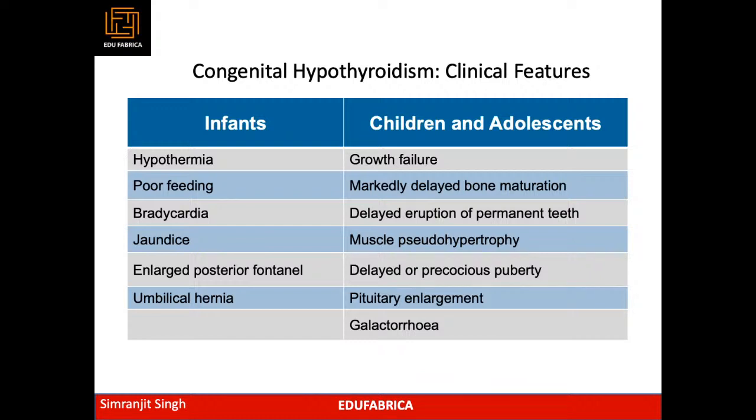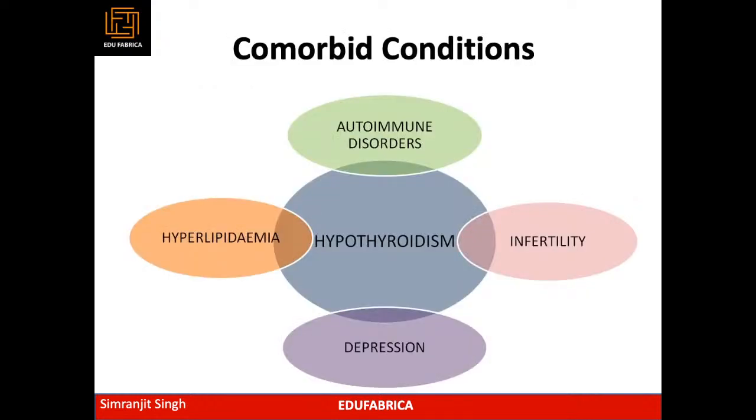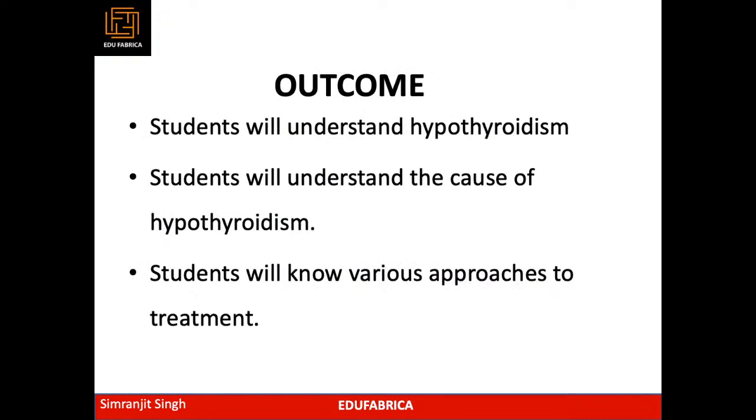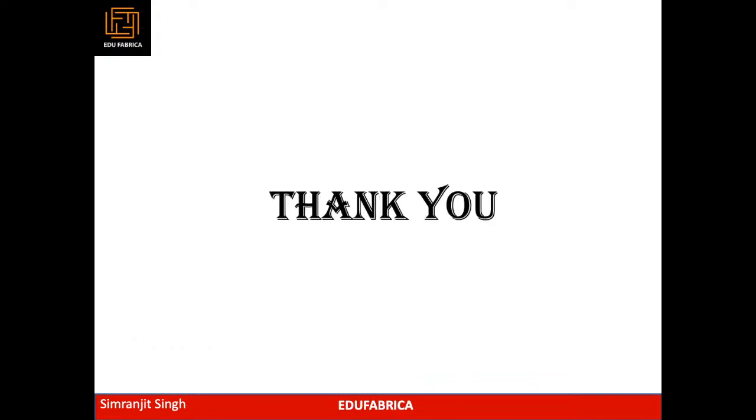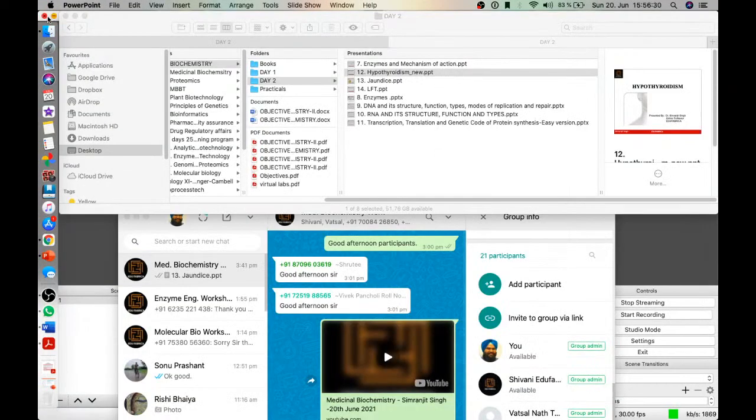In infants there is hypothermia, poor feeding, bradycardia, jaundice, enlarged posterior fontanelle, and umbilical hernia. In children and adolescents it includes growth failure, markedly delayed bone maturation, delayed eruption of permanent teeth, muscle pseudohypertrophy, and pituitary enlargement, and so on. So what are the comorbid conditions of hypothyroidism? It could lead to infertility, depression, hyperlipidemia, and autoimmune disorders. So we have understood about hypothyroidism, its causes and various approaches to its treatment. That's it from the hypothyroidism perspective.